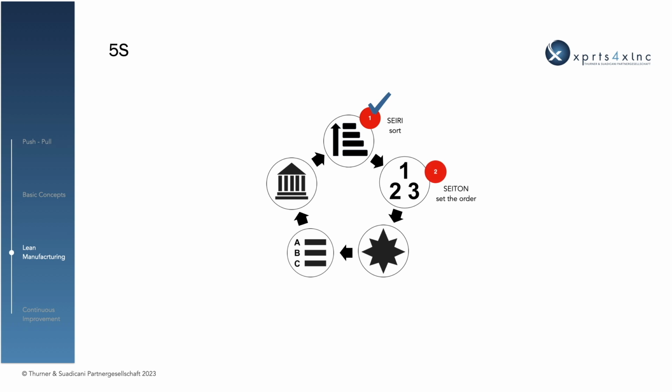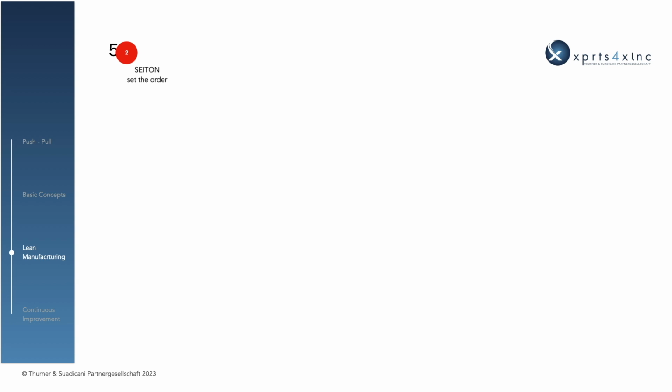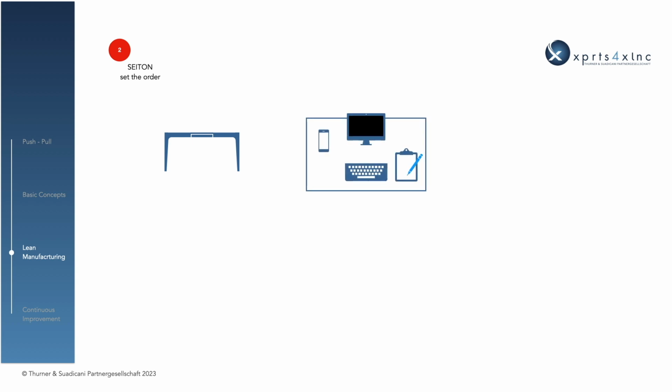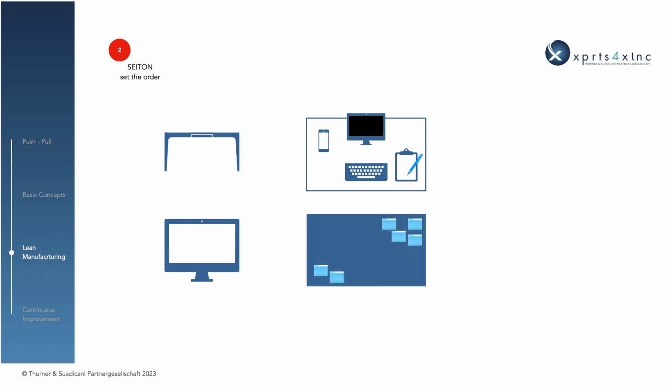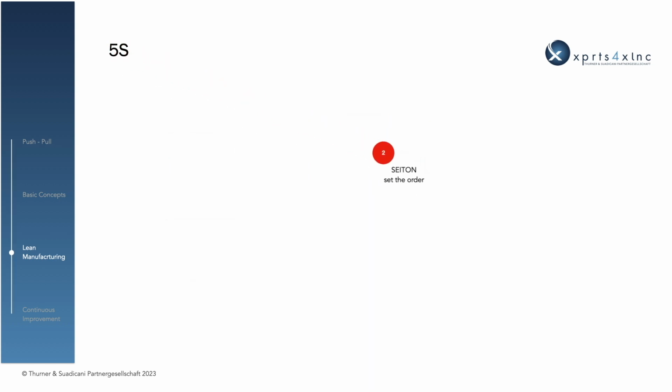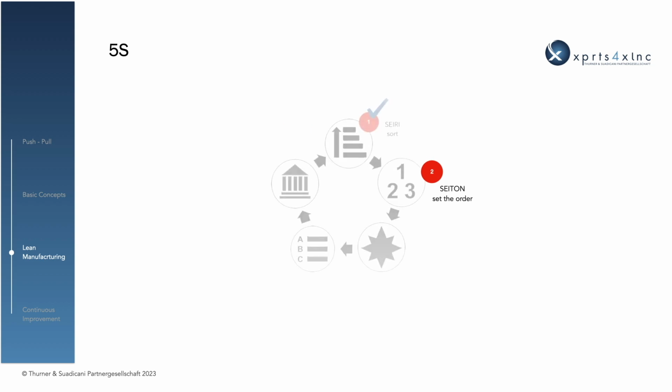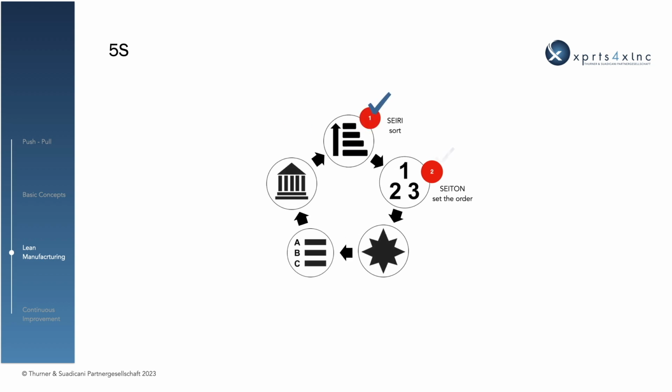The second step is called seiton and means arranging the work equipment so that it can be reached easily. For a right-handed person, for example, this would mean placing the phone or the notepad on the right side of the desk, slightly back from the keyboard. For your desktop, it could mean that you arrange files and folders according to their subject. Now we have covered step 2, seiton. So let's move on to step 3, seiso.